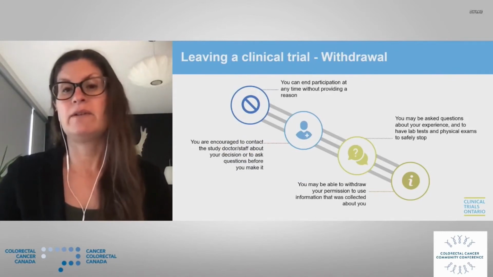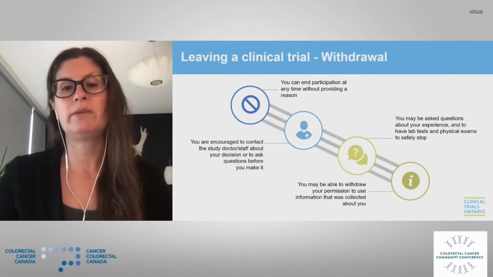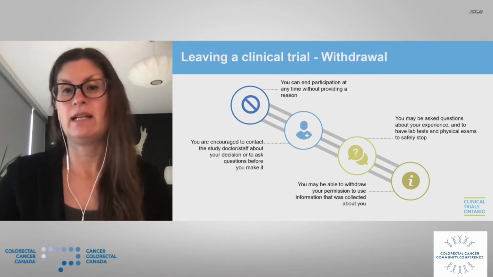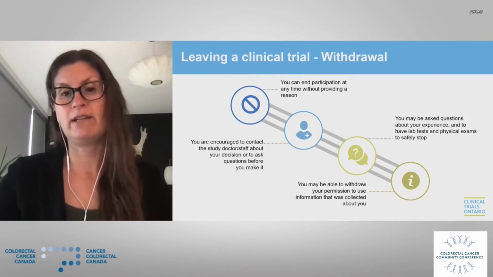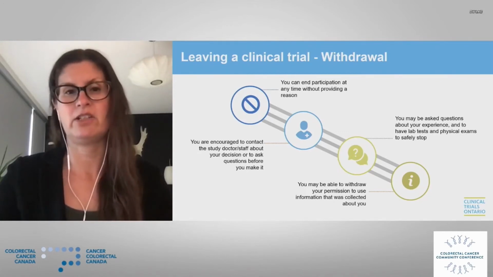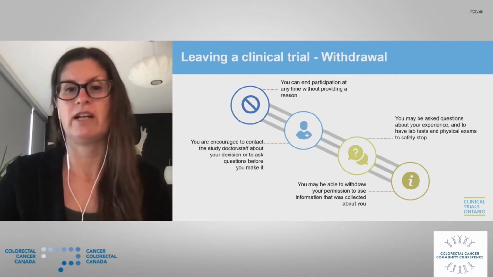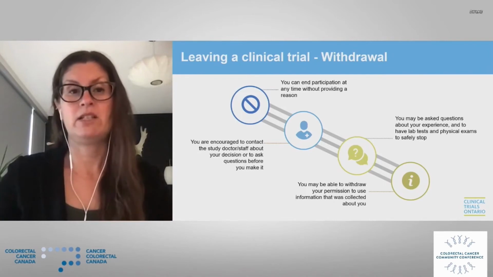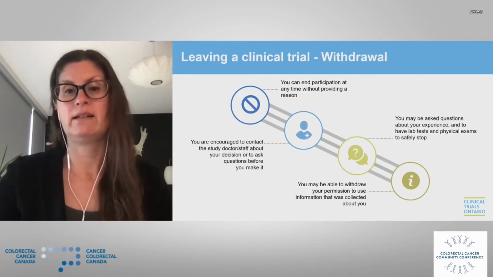So this concept of withdrawing from a clinical trial, we're just going to touch a little bit more on. So again, just to reiterate, you can end your participation in a clinical trial at any time. You don't need to provide a reason, but you're probably going to be asked for a reason, and that's okay. Again, you can decide what you'd like to share and what you don't wish to share. You are encouraged to make an informed decision about your leaving the clinical trial.